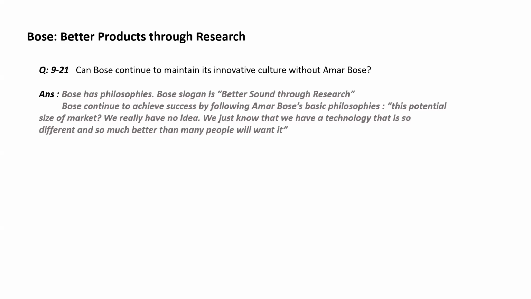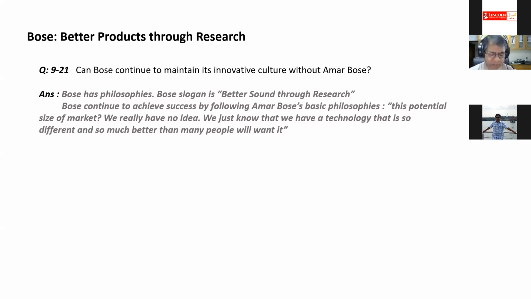This philosophy is: this potential size of market, we really have no idea. We just know that we have technology that is so different and so much better than what many people were working on. So when they follow this philosophy and keep going with research and development, definitely they can continue to maintain an innovative culture without Amar Bose. I think so. Yeah, I think that's it.